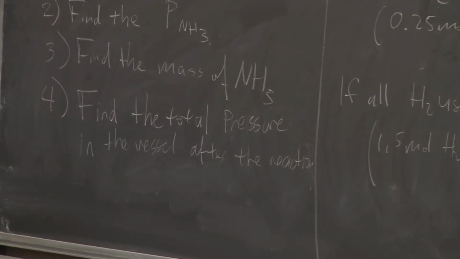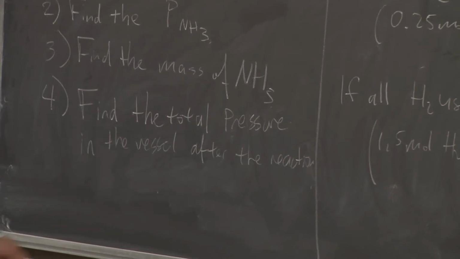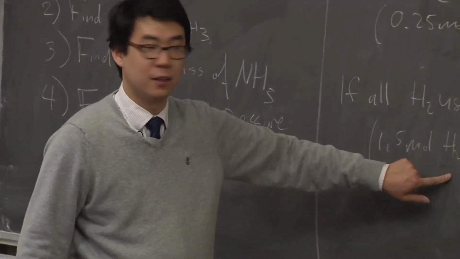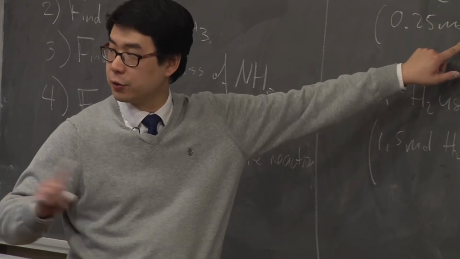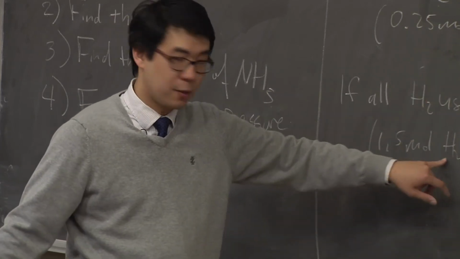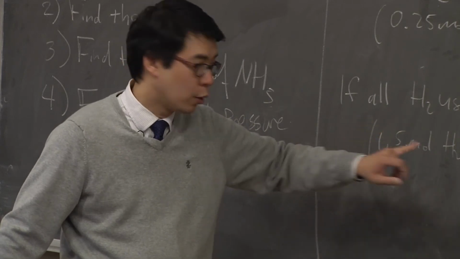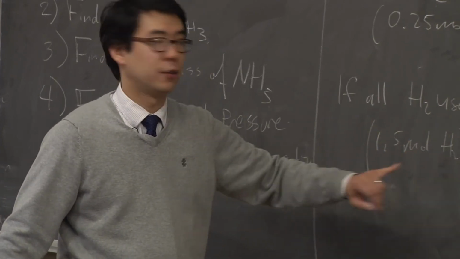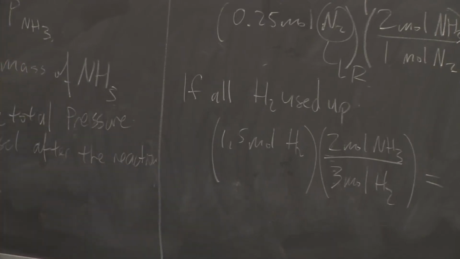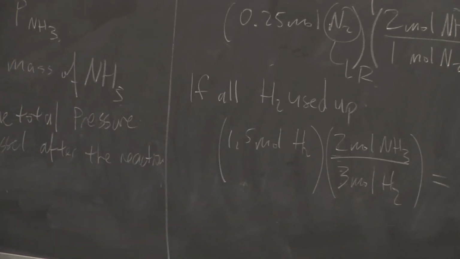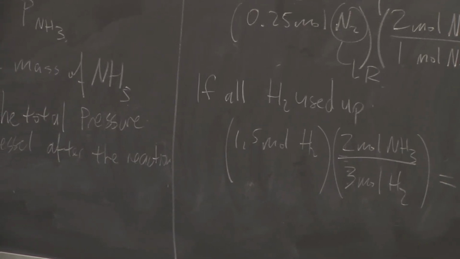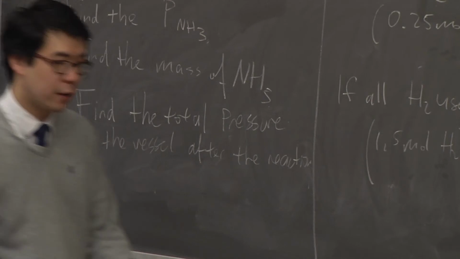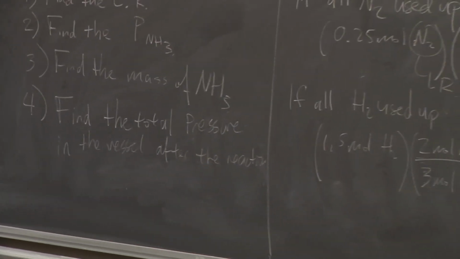What's left? The H2 is left over. The N2 is the limiting reactant, so the N2 is all gone. But there's some H2 left. How many moles of H2 are left? And based on the moles of H2 left after the reaction, what's the partial pressure of the H2 that's left after the reaction? You take that and add it to this, and you get the total pressure after the reaction. So try that at home, or try that during the break, which we're going to take right now.